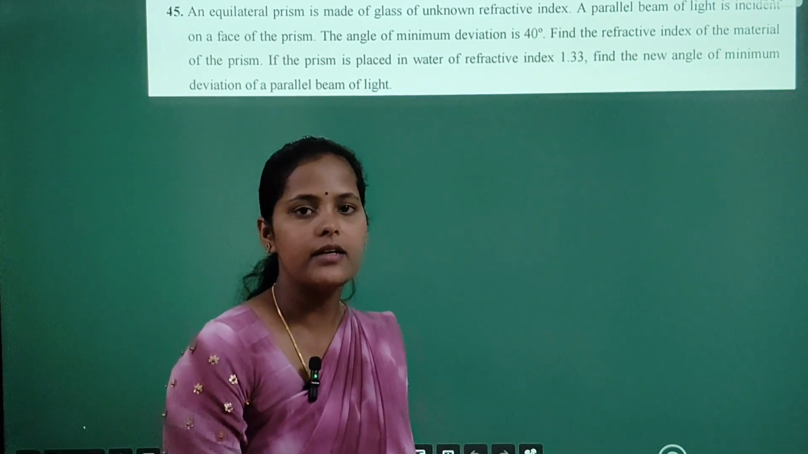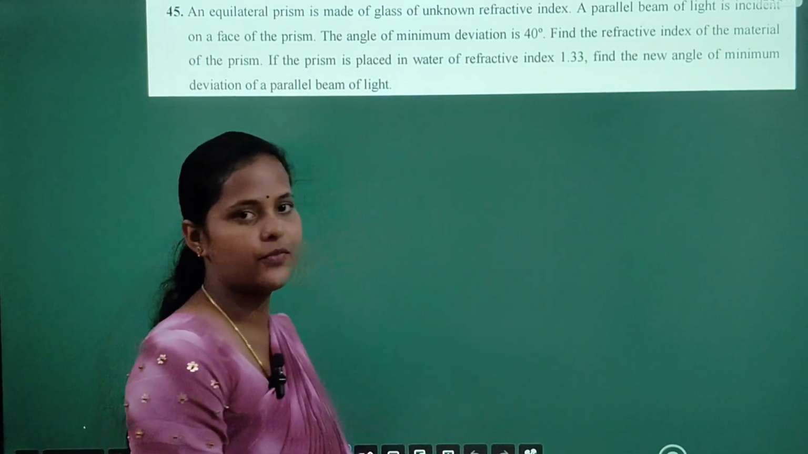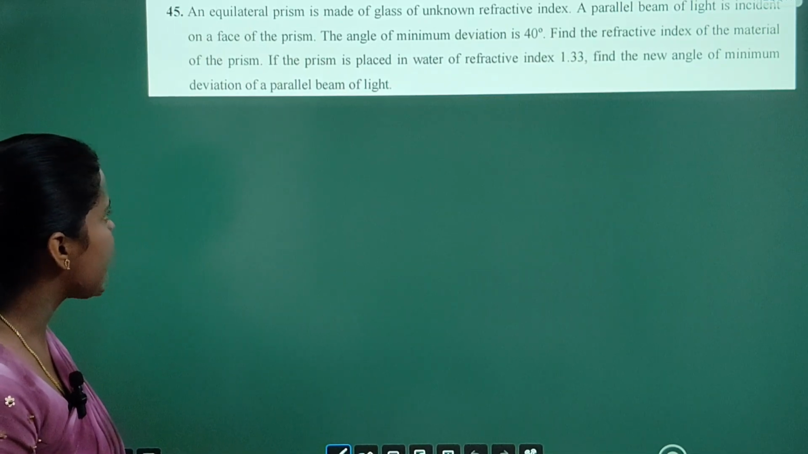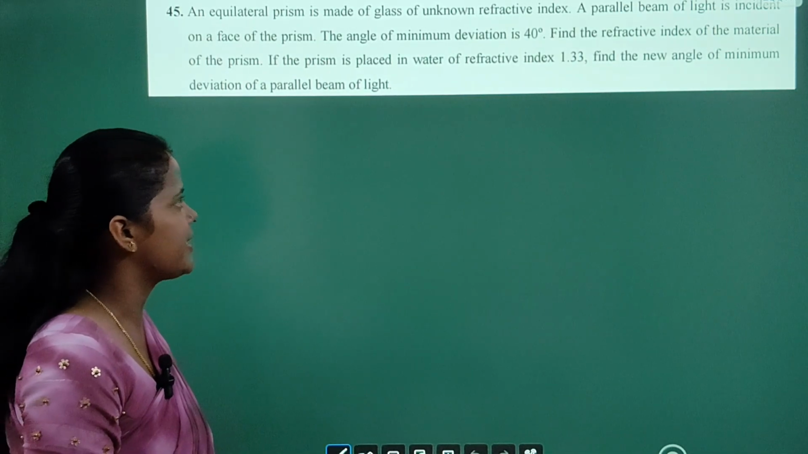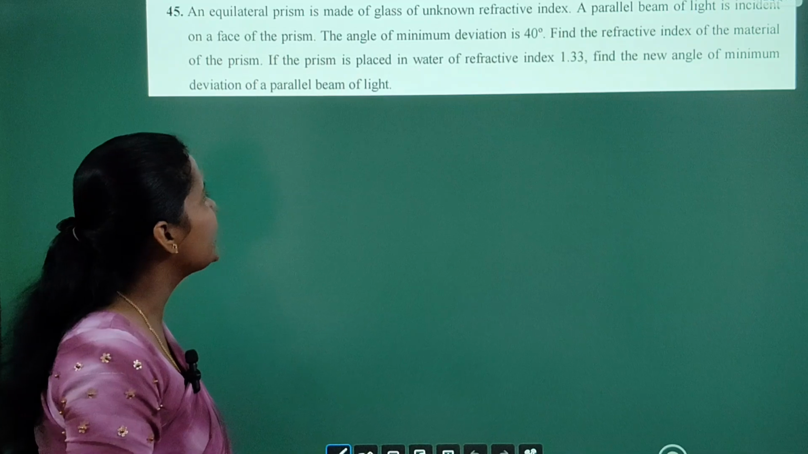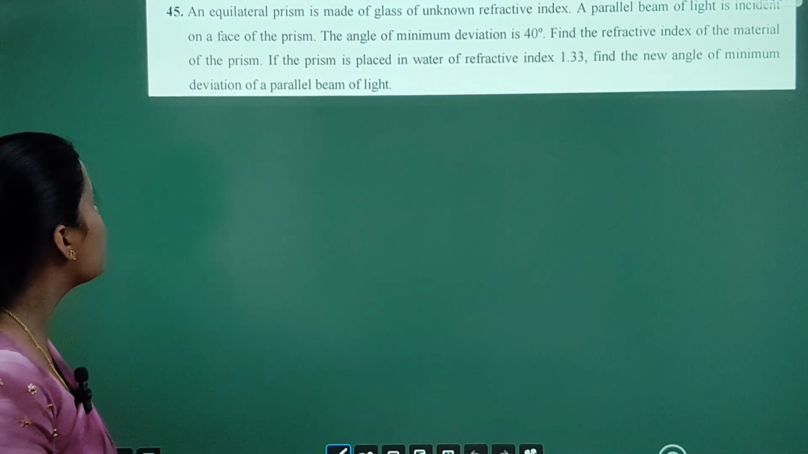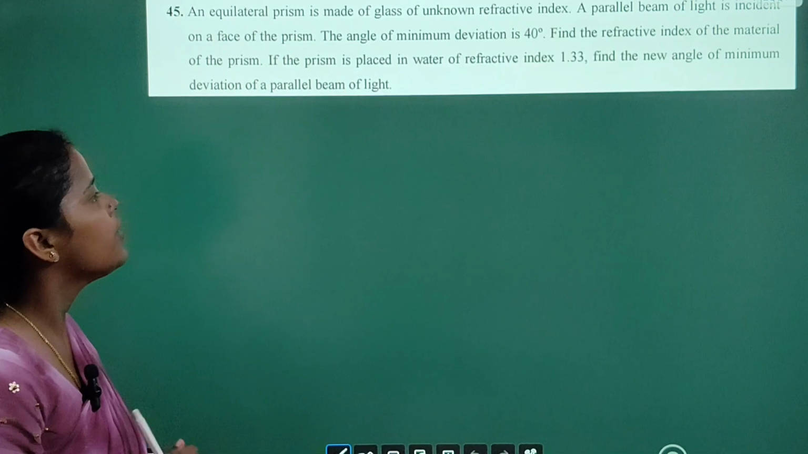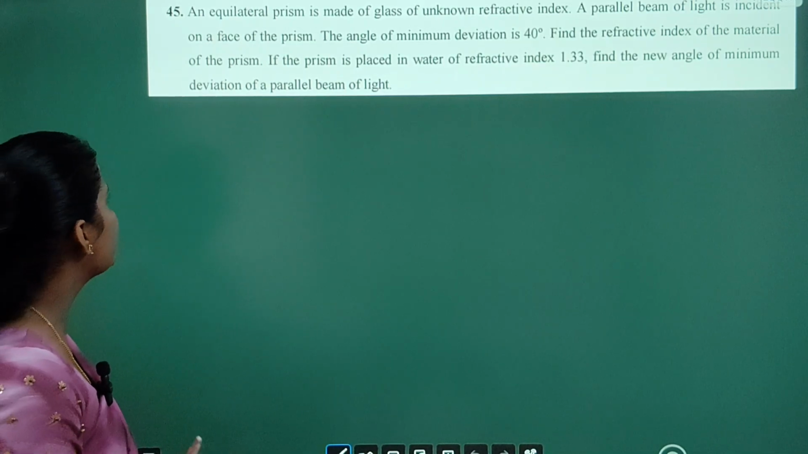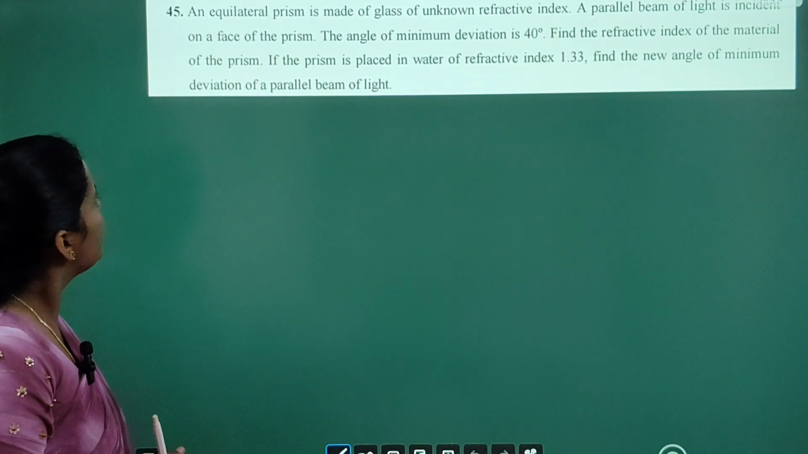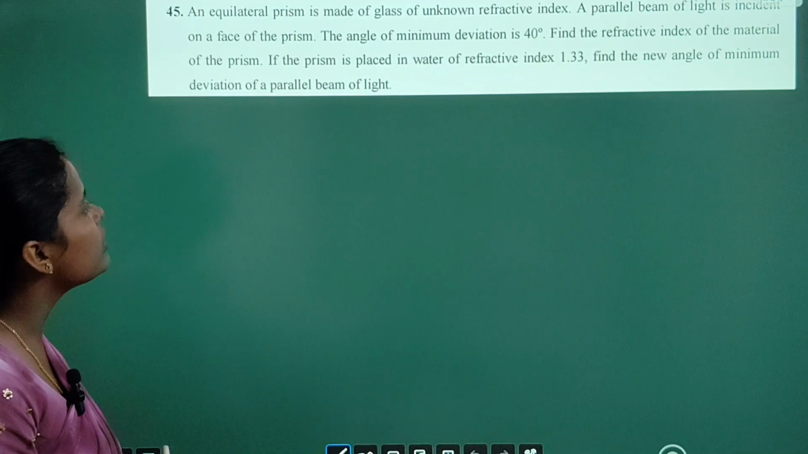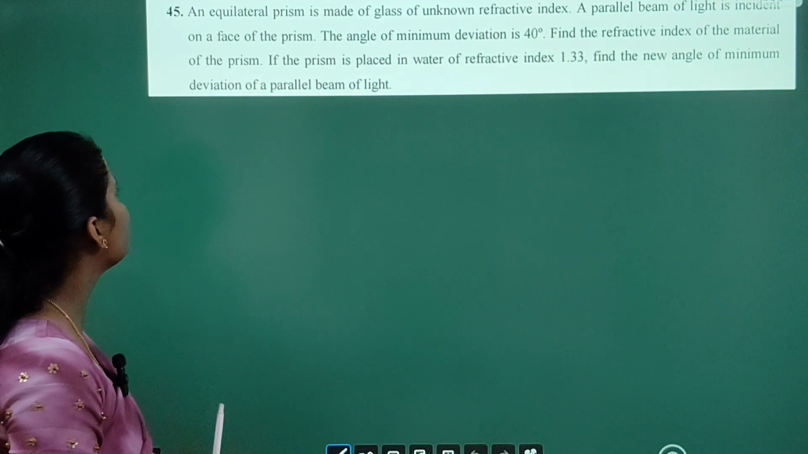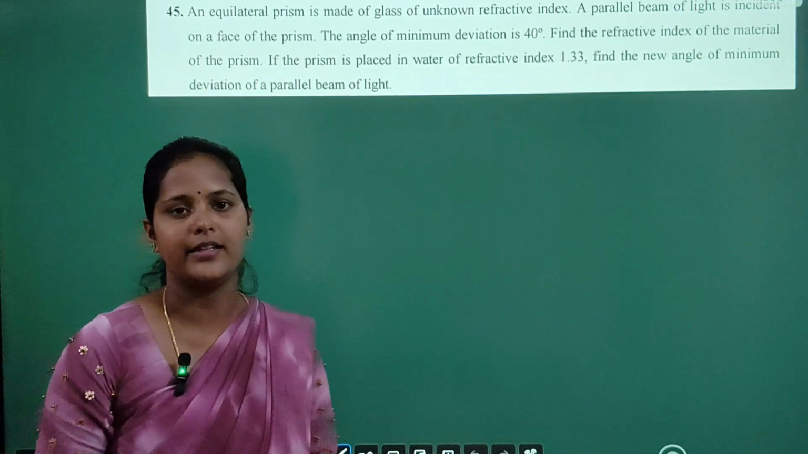Let's move on to the next question. Here, based on the prism, they are asking the question. An equilateral prism is made up of a glass of unknown refractive index. A parallel beam of light is incident on a face of the prism. The angle of minimum deviation is 40 degree. Find the refractive index of the material of the prism. If the prism is placed in water of refractive index 1.33, find the new angle of minimum deviation of the parallel beam of light.